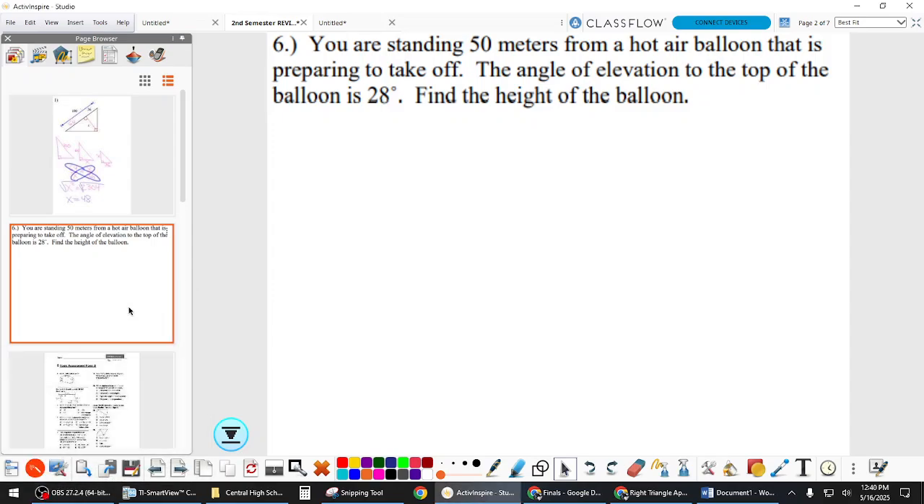So you probably saw some of these if you've gotten into your review much. Saw ones that are like this. And what's probably the best first step for anything with only words? Yeah, you should draw. So preparing to take off implies that this thing is on the ground.